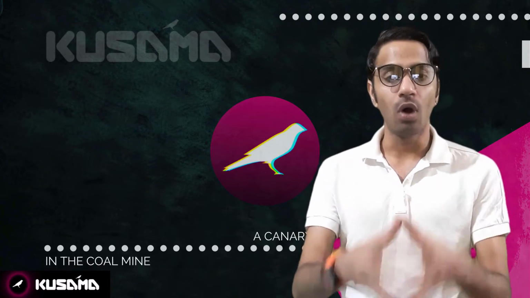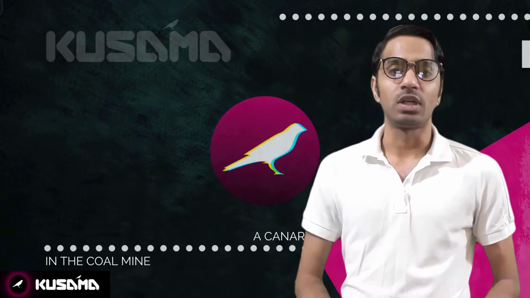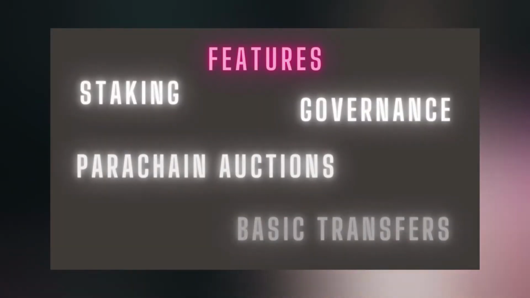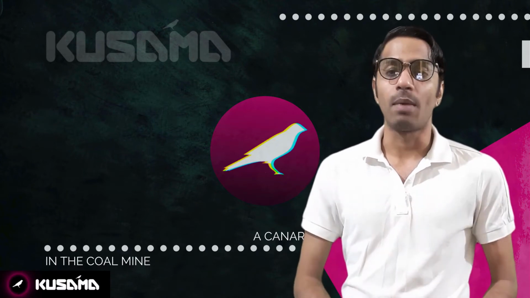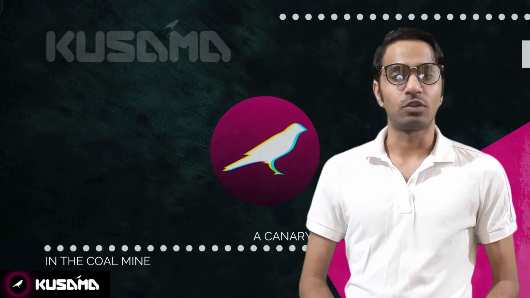I'm CryptoDate and today we will be taking you through a quick tutorial on how to set up your Kusama account and wallet. Kusama is a permissionless network where anyone can come along and start using it. As a Kusama holder, you are able to interact with all the features of the Kusama network such as staking, governance, parachain options, basic transfers, and everything else. But in order to interact with these features, you need to have a Kusama account. So let's get straight to how you can set up your Kusama account.